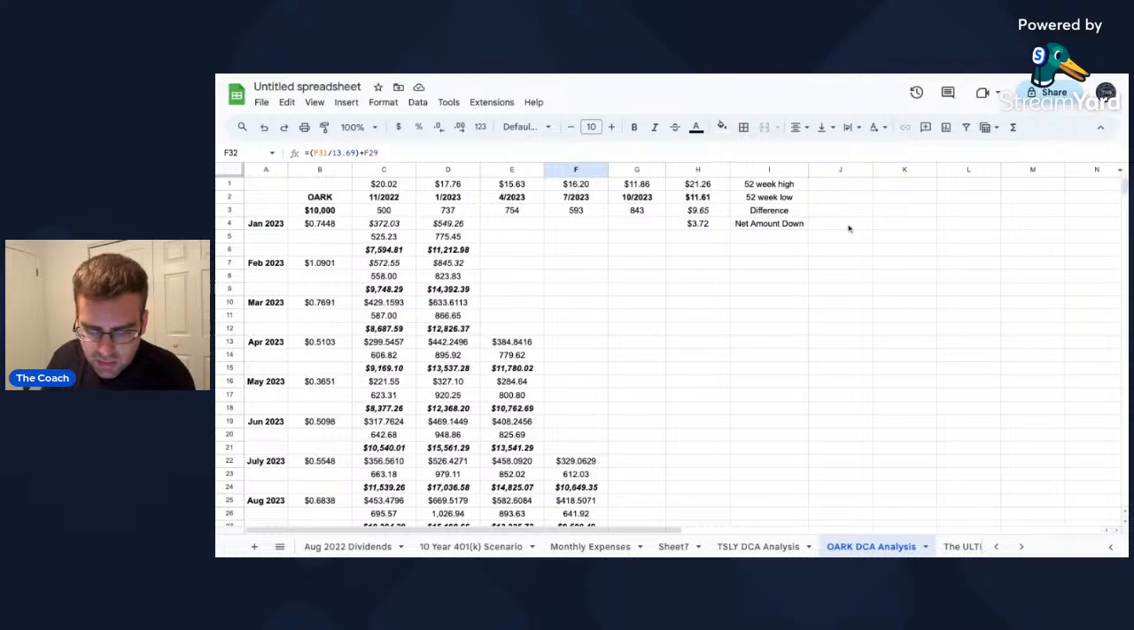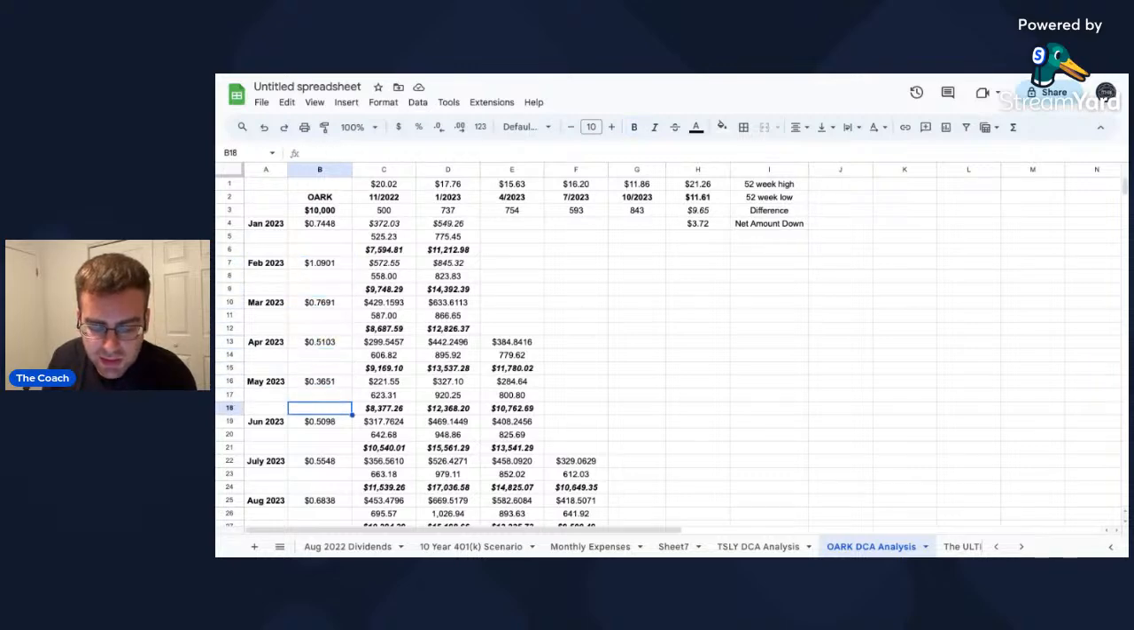And this scenario is taking it as though you bought in October, which was very close to a 52-week low. You would have a lot of shares. So if you were to get a dollar dividend again, you would have $840. So it would accelerate a potential gain if the dividend got better and if the fund started recovering. But this is for OARK.